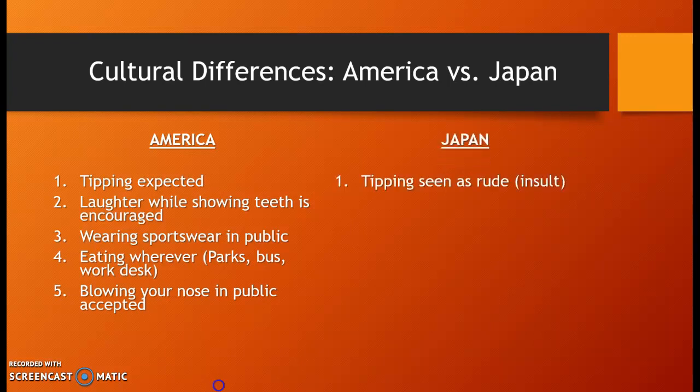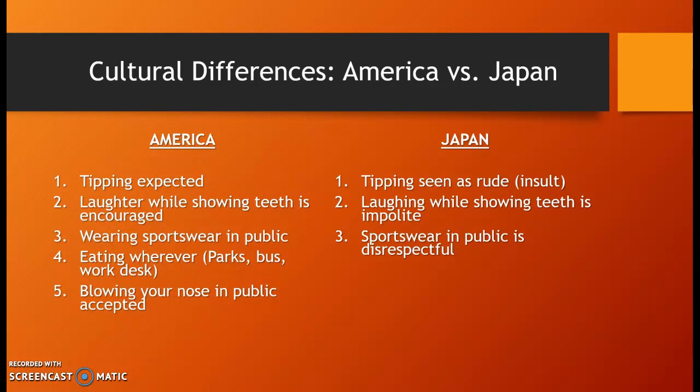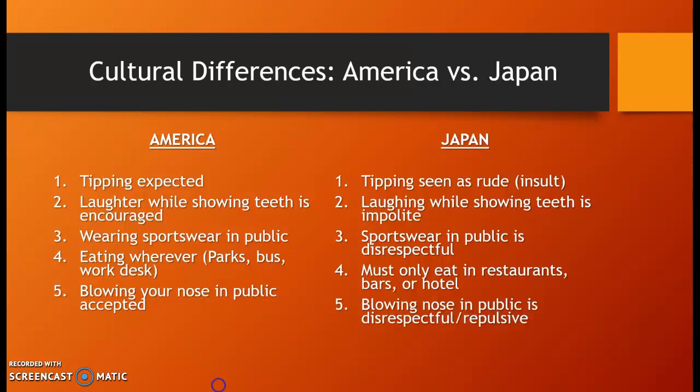However, in Japan, tipping is seen as rude and actually an insult. Laughing while showing your teeth is impolite. Sportswear in public is very disrespectful and seen as messy dress. And one must only eat in restaurants, bars, or hotels. Blowing your nose in public is not only seen as disrespectful, but also repulsive. These are just some of the many ways that America and Japan differ in their cultural traditions.